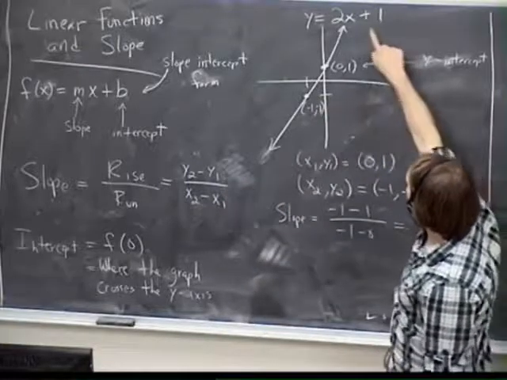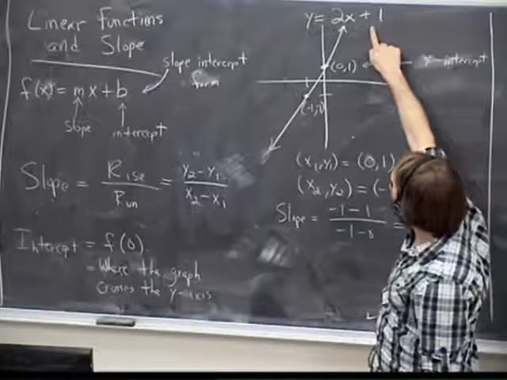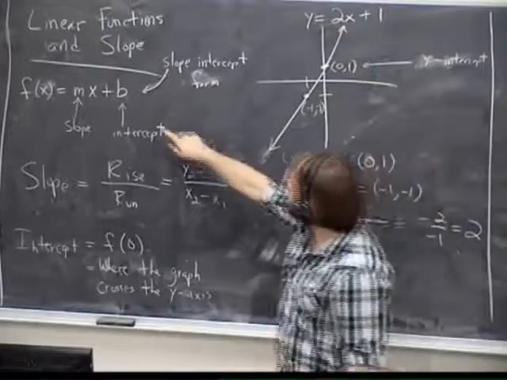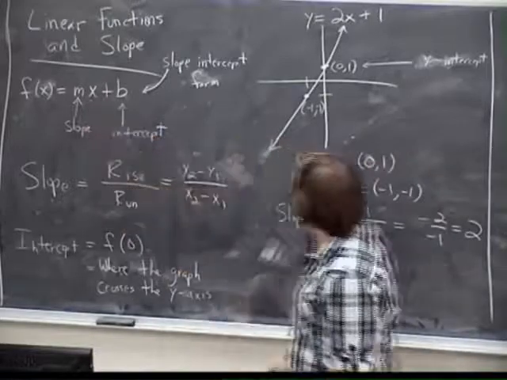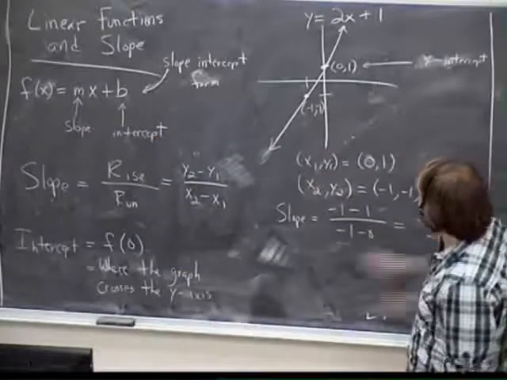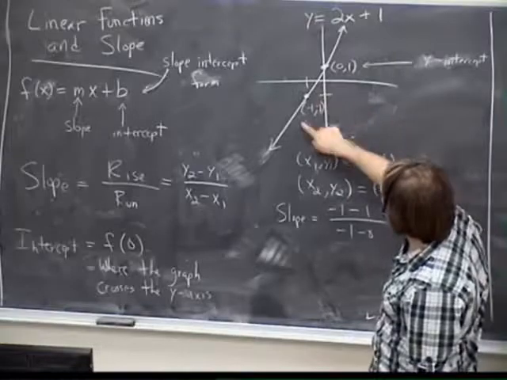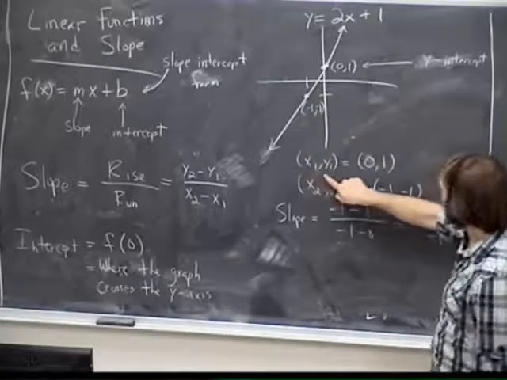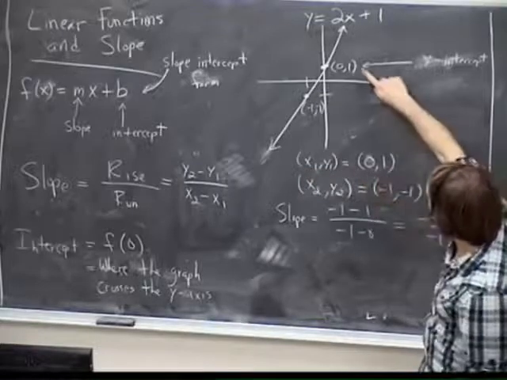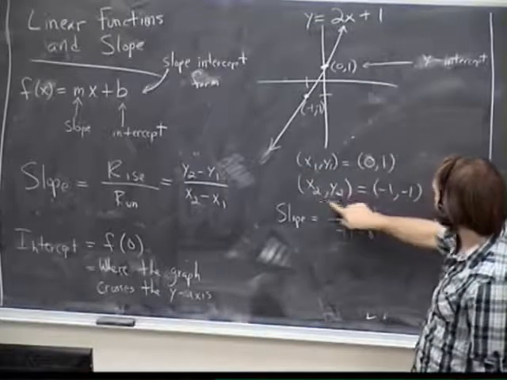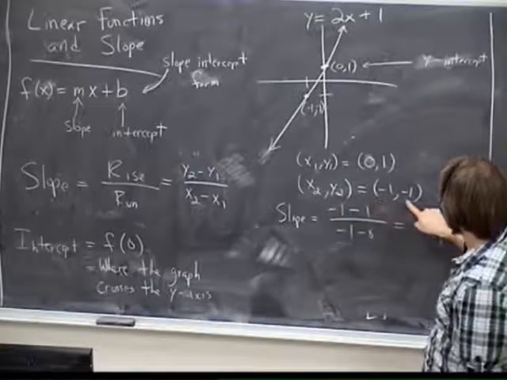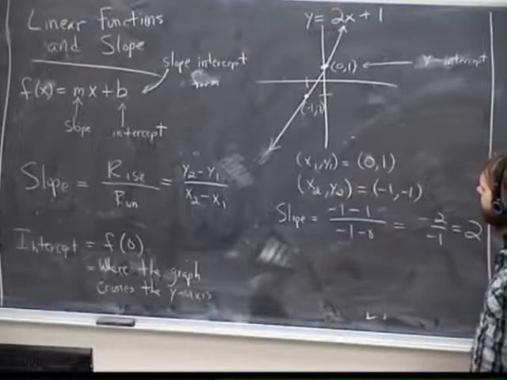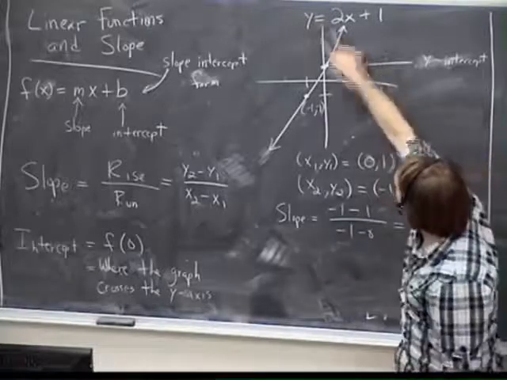Okay, so let's look at an example here. Here I've graphed the line y equals 2x plus 1. And so we expect the slope to be 2, right? Based on this equation. And so you see I graphed it, it's actually a line. And here are 2 points on the line. So we'll make x1, y1 equal to 0, 1. That's this point. And x2, y2 equal to negative 1, negative 1. That's this point.